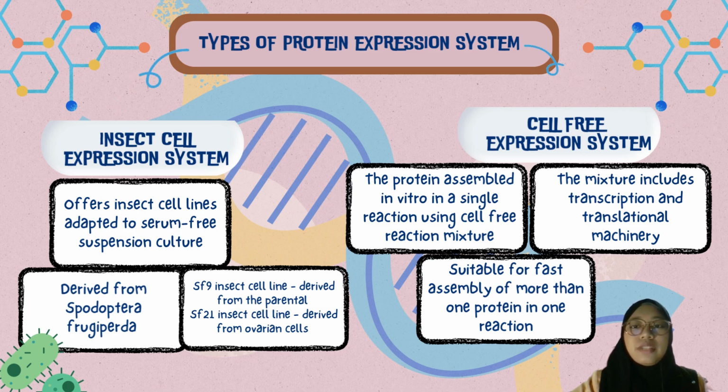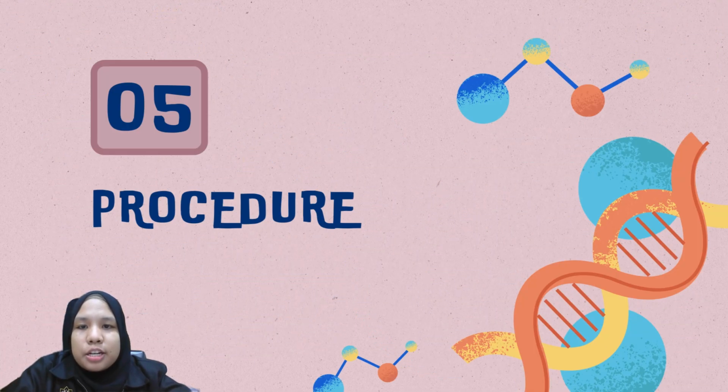For cell-free expression systems, the proteins are assembled in vitro in a single reaction using a cell-free reaction mixture. The mixture includes transcription and translation machinery. This system is suitable for fast assembly of more than one protein in one reaction. Next, I will explain the general procedure and also the specific procedure, especially for bacterial expression using E. coli, and also how to interpret the procedure.